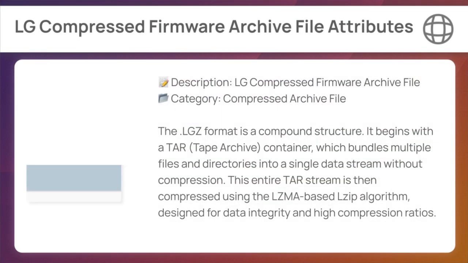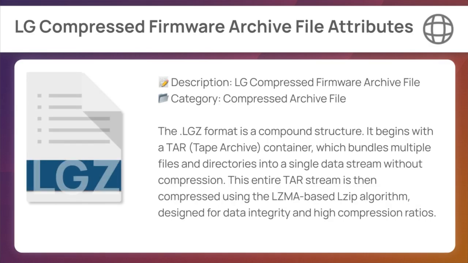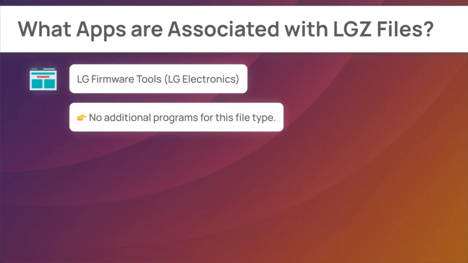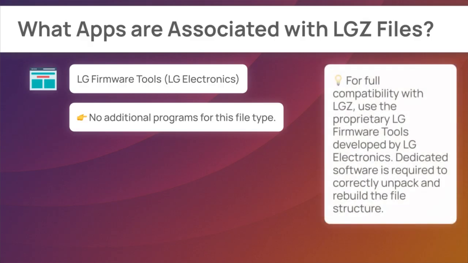The .lgz format is a compound structure. It begins with a tar, tape archive, container, which bundles multiple files and directories into a single data stream without compression. This entire tar stream is then compressed using the LZMA-based Lzip algorithm designed for data integrity and high compression ratios. For managing LGZ files, the best dedicated software is LG Firmware Tools from LG Electronics. Dedicated software is required to correctly unpack and rebuild the file structure.